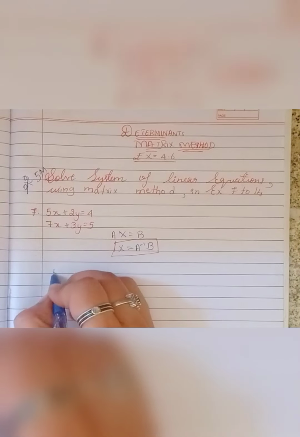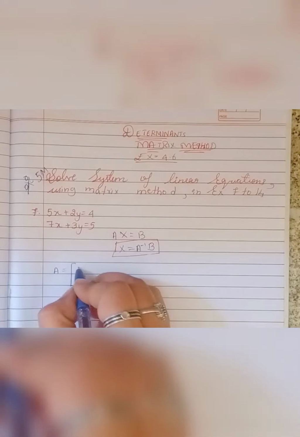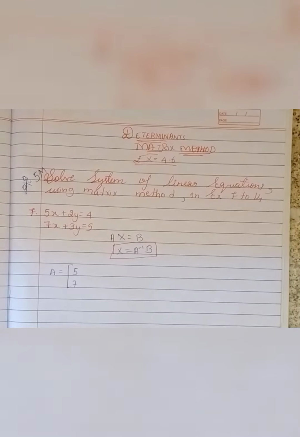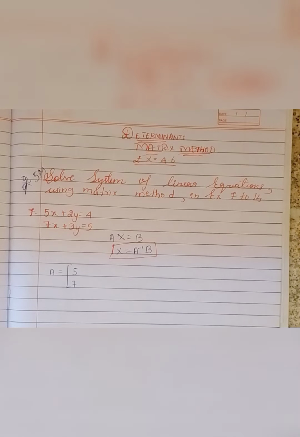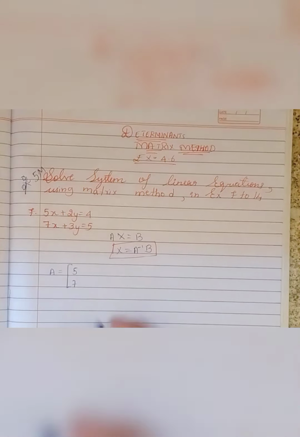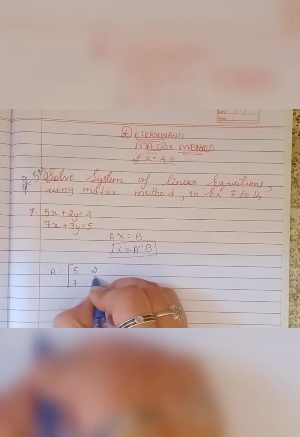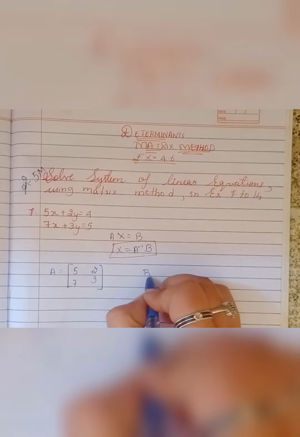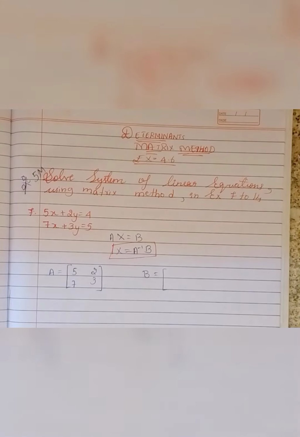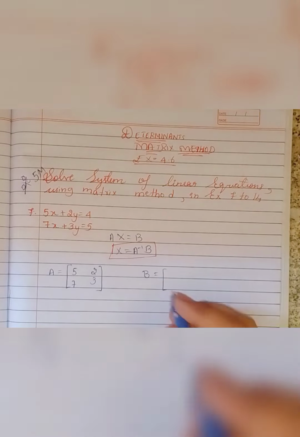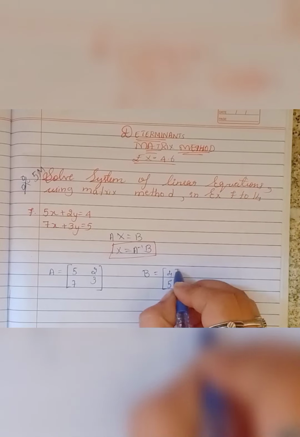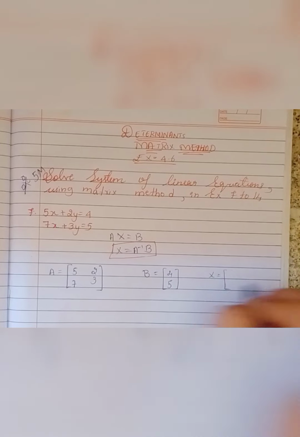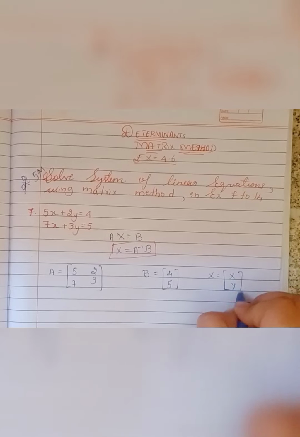So first, what is A? A is the coefficient of x in one column, the coefficient of y in another column. If there's another variable called z, that variable's coefficients go in another column. In such a way we have to write A. So 5, 7, 2 and 3. This is A. And what is B? B is the constants, which is 4 and 5. And X is the variables that we are supposed to find, x and y.